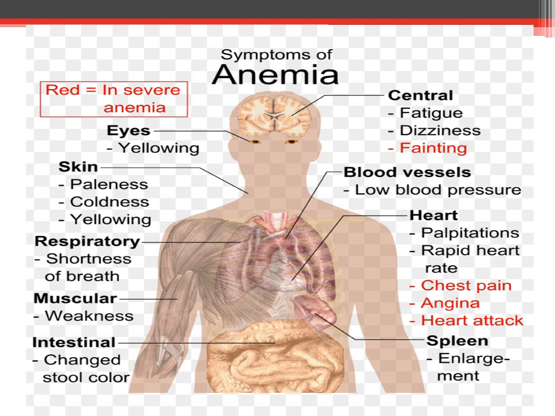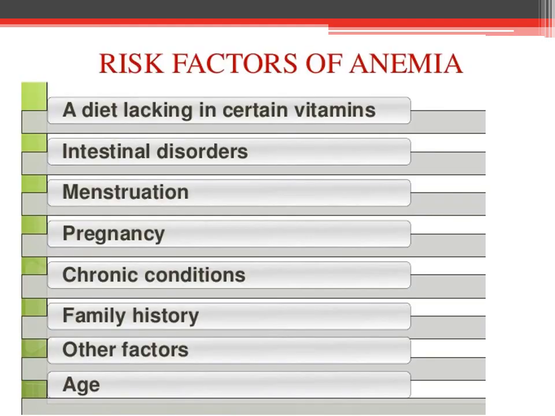Muscular, again, there's going to be severe weakness. Intestinal, again, there'll be changes in the stool color. Heart, again, it can affect in such a way that there'll be rapid heart rate, palpitations, chest pain, angina, heart attack. Spleen, again, there's going to be enlargement of the spleen as well. So again, these are the different ways, even though we say that it's just one component in the blood, that is how it can affect your system.